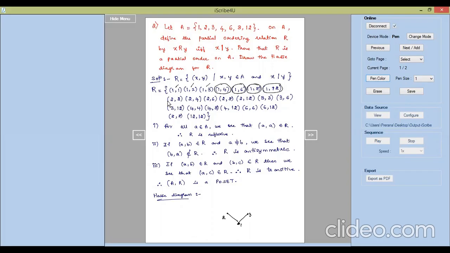Okay. Now the next one is 2 comma 2. 2 comma 2 is obvious because it's a loop. We will not show it explicitly. Then we have 2 comma 4. We have to draw this 2 comma 4, so we'll draw it in the Hasse diagram.